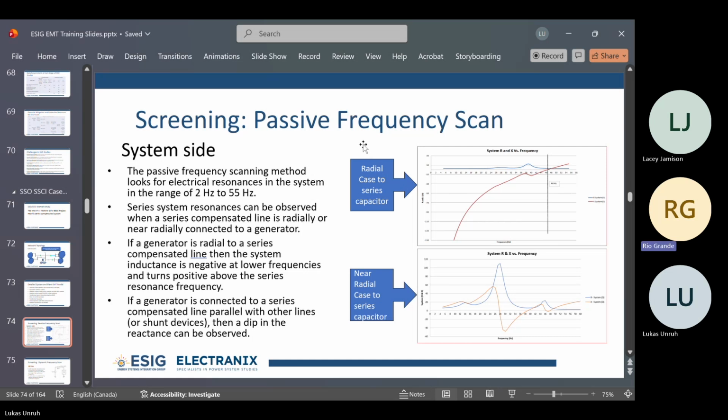Series resonances were observed when we had a series compensated line that is radial or near radial, of course. If a generator is connected to a series compensated line parallel with other lines, then a dip in the reactance can be observed. So a generator can look like a parallel path for the impedance as well.